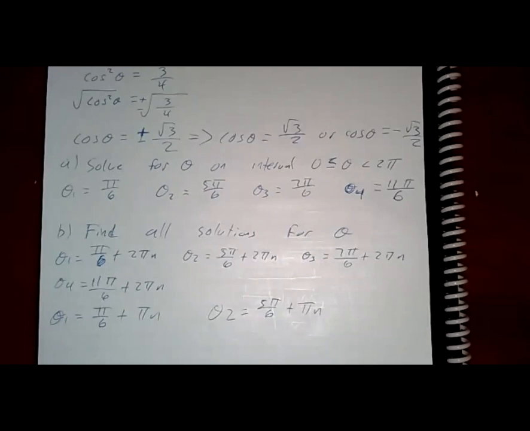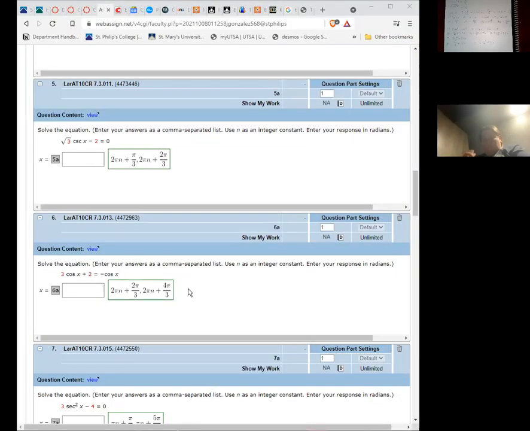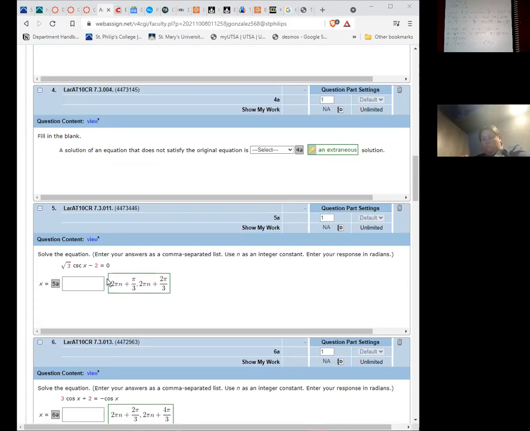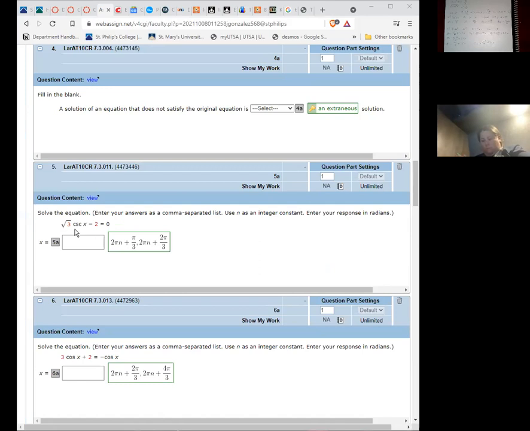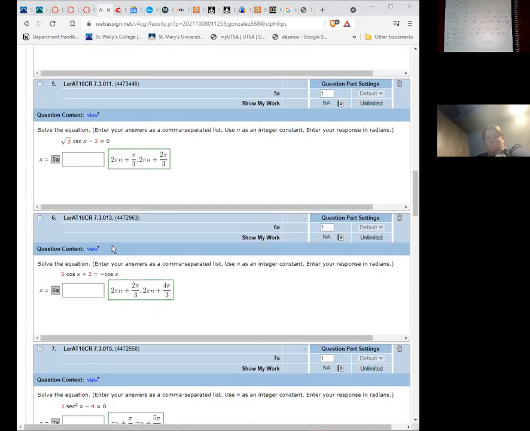Okay. So let's move on to the homework questions because those look a little bit harder. Look at number 5. They start with the first equation being a cosecant. I'm like, okay, well, I guess they could have started easier, but whatever.